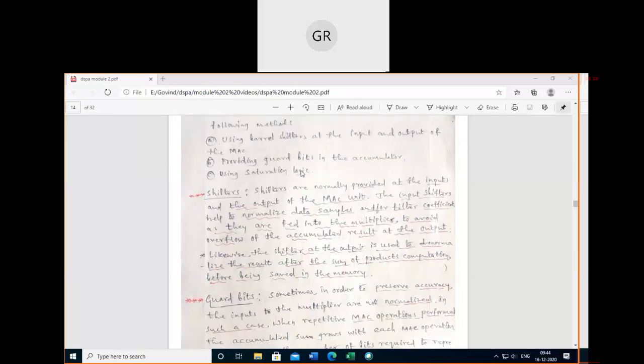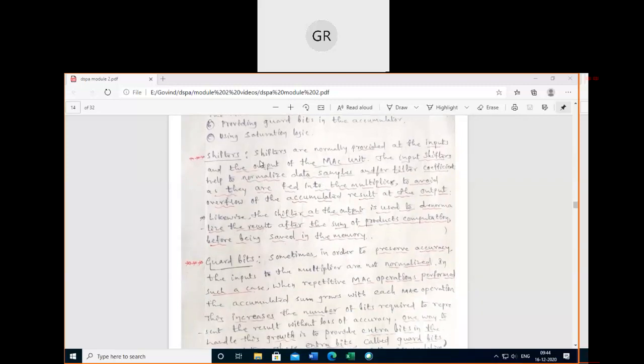And the third one is using saturation logic. We can avoid the overflow and underflow. In saturation logic, we fix the most positive number and least negative number which can be held by the MAC unit. Okay, but here we will discuss the shifters.